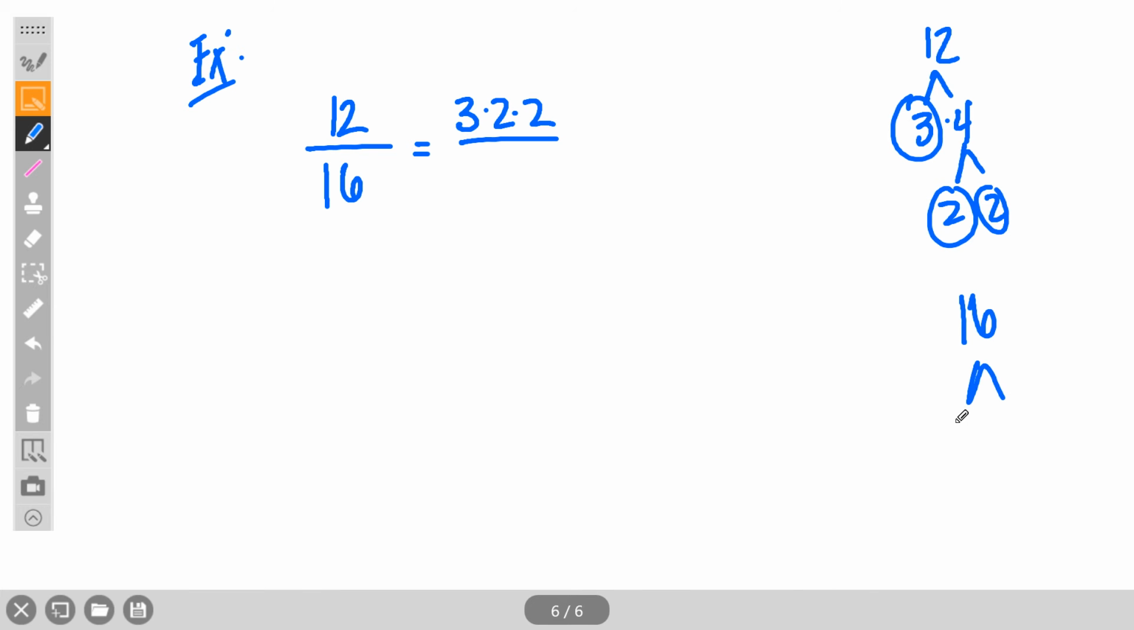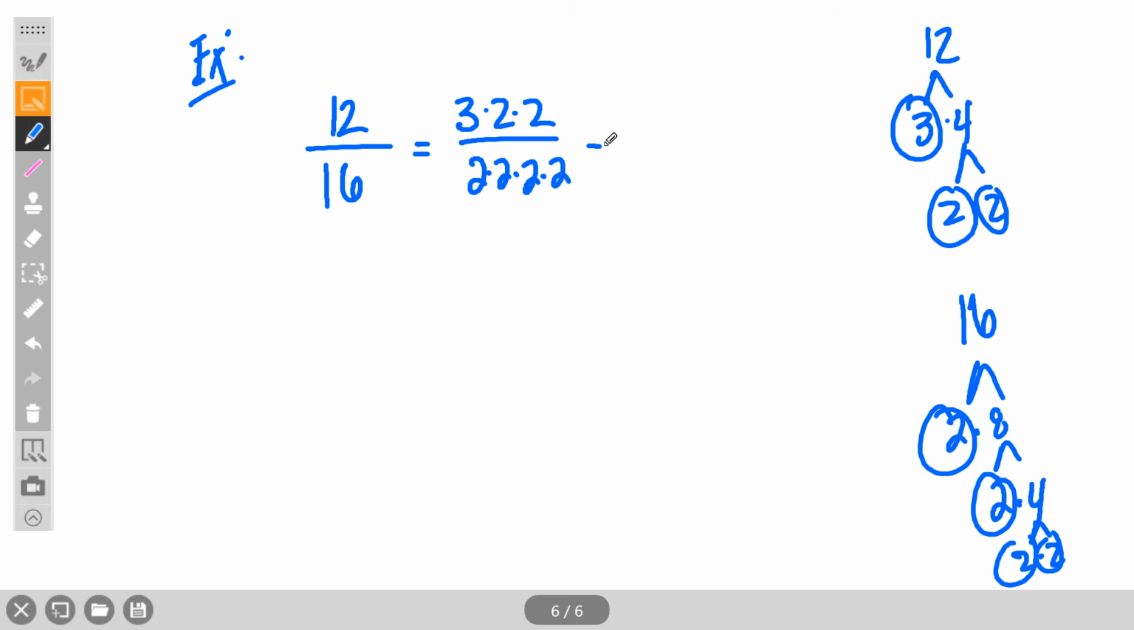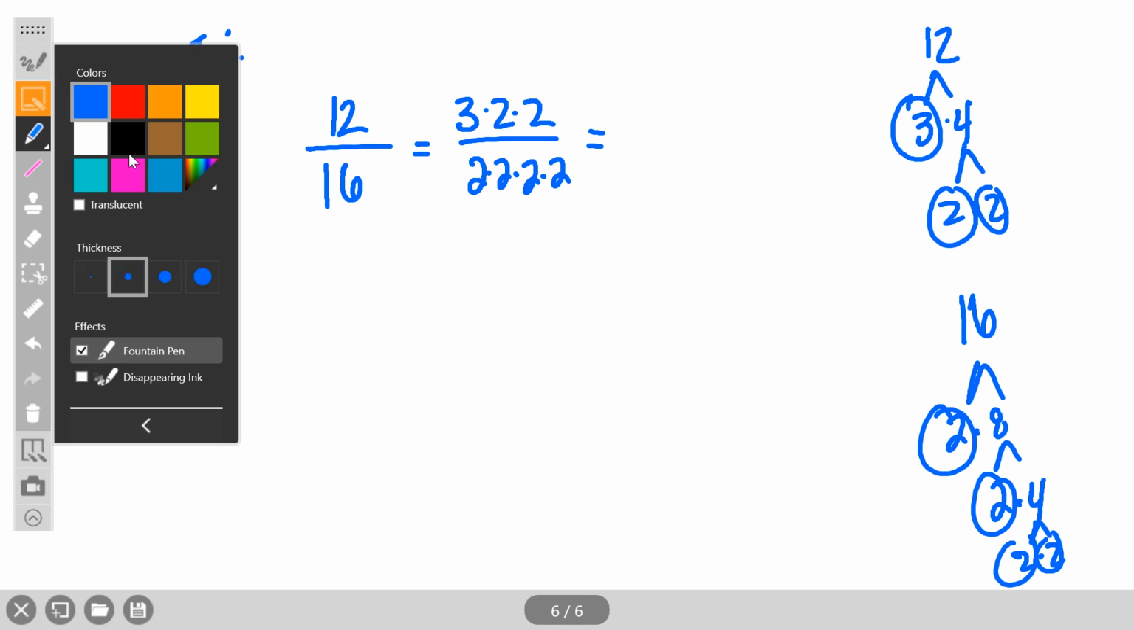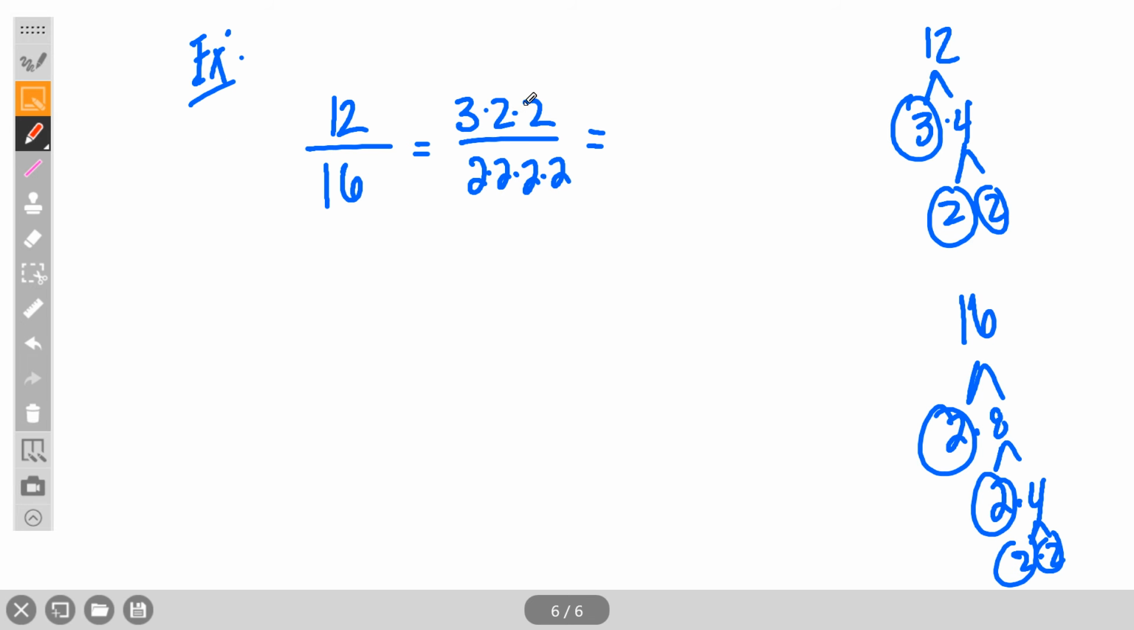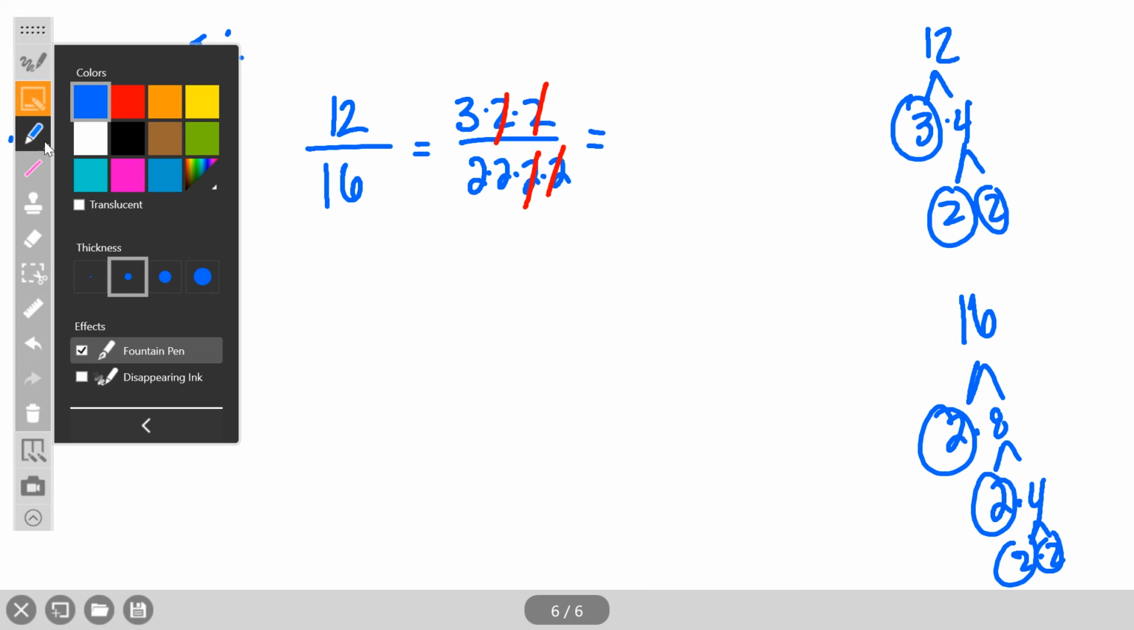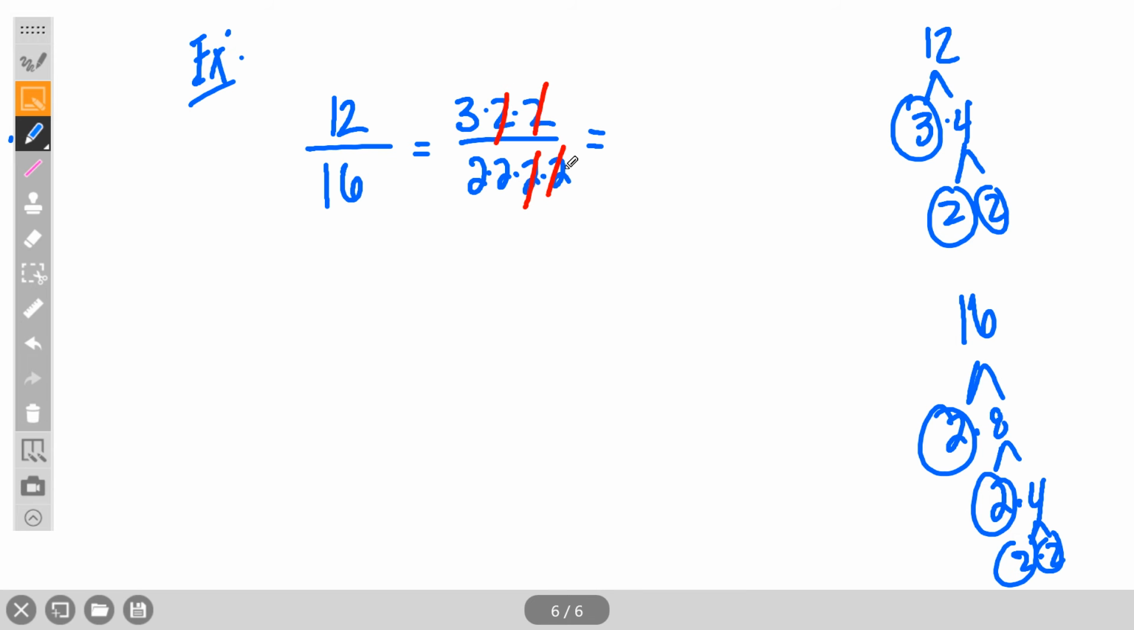16 can be factored into 2 times 8. 8 factors into 2 times 4. And 4 factors into 2 times 2. So 16 factors into 2 times 2 times 2 times 2. So to simplify this, we just cancel out factors they have in common, in the numerator and denominator. So for instance, 2 and 2 we have in common, 2 and 2 we have in common. So those can cancel out because 2 divided by 2 is 1, and 2 divided by 2 is 1.